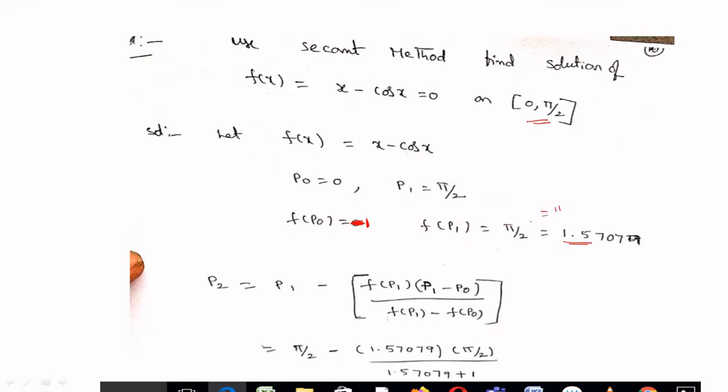this is nothing but pi by 2 minus cos pi by 2 value, cos pi by 2 is 0, so pi by 2 minus 0, so that is equal to 1.57079. Okay, substituting in the secant method formula, P2 is equal to P1 minus f of P1 into (P1 minus P naught) by (f of P1 minus f of P naught). So your P1 is pi by 2 minus your f of P1 is 1.57079 into (P1 minus P naught), pi by 2 minus 0, that is pi by 2, by f of P1 1.57079 minus of this minus 1 will become plus 1.